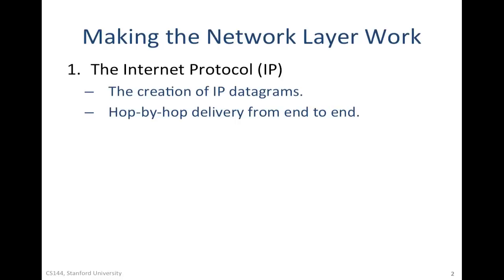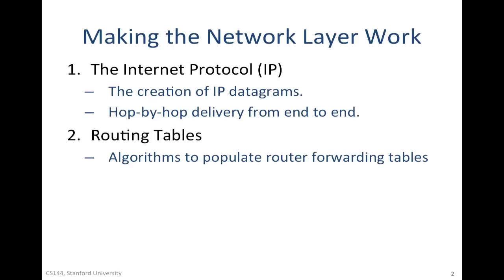There are three mechanisms that we use to make the network layer work in the internet. The first we've already seen is the Internet Protocol, or IP. This creates IP datagrams and then delivers them hop by hop from end to end. The second are the routing tables sitting inside the routers. There are algorithms that run to populate these router forwarding tables so that the routers know how to deliver them hop by hop to the other end.